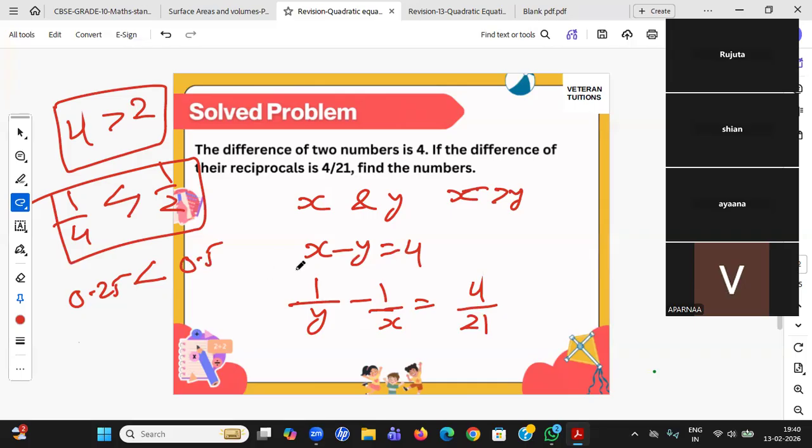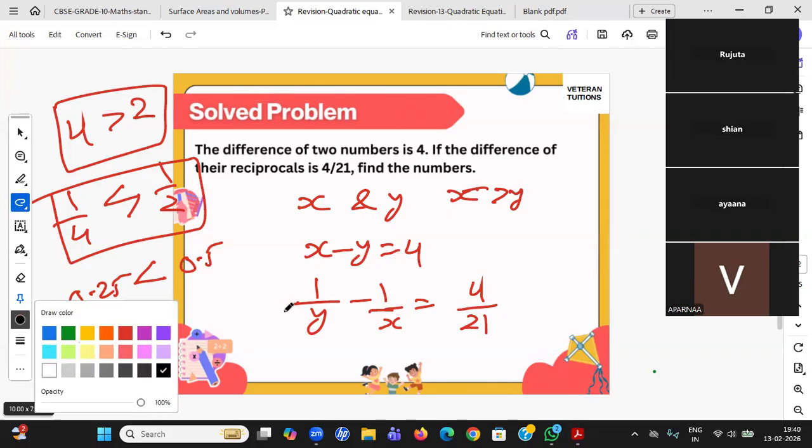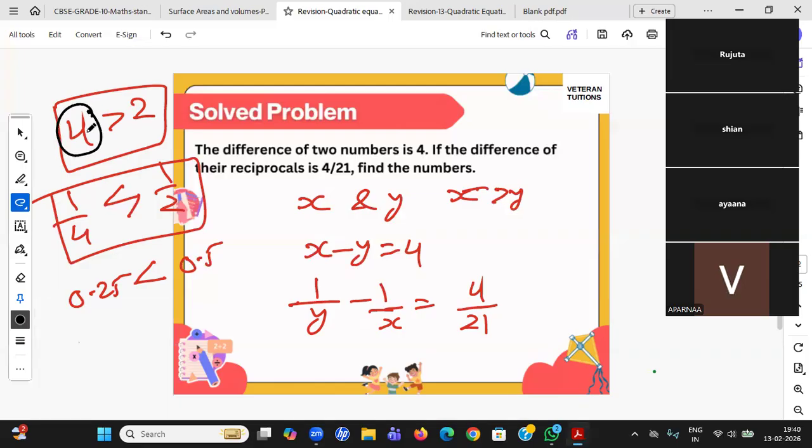Okay, right. So student, please remember, I am expecting this question. The difference of two numbers is 4, x minus y equal to 4, but when you are reciprocating it, whatever you have taken more, that should be less, beta. You see, here 4 is more, but 1 by 4 is less. So you should take 1 by y minus 1 by x. But both ways, I think we'll get the same answer. No, you will not get, student.